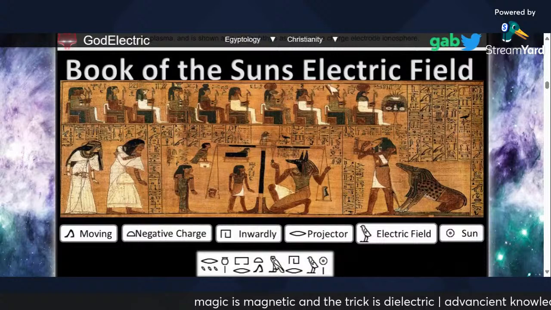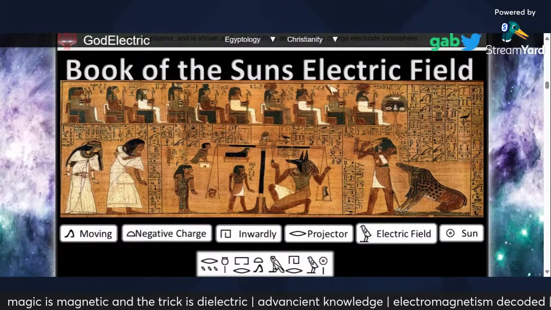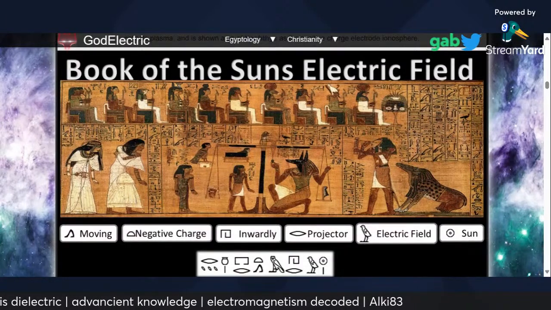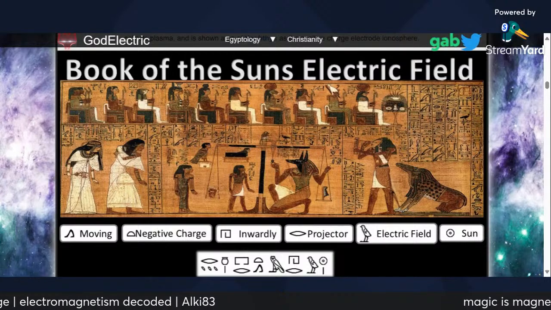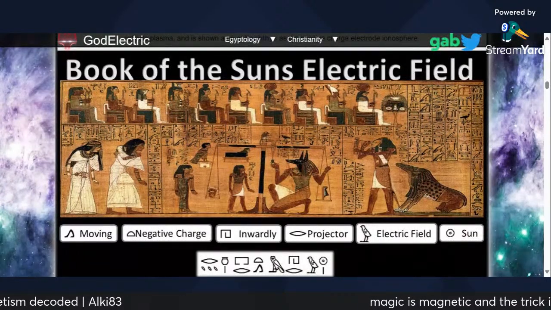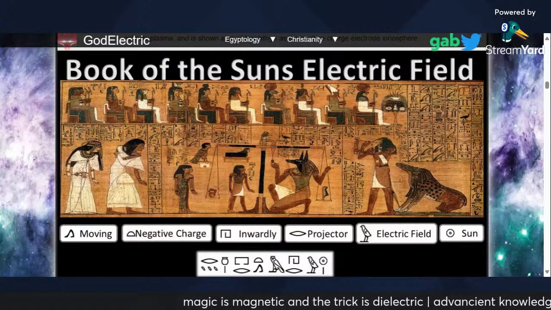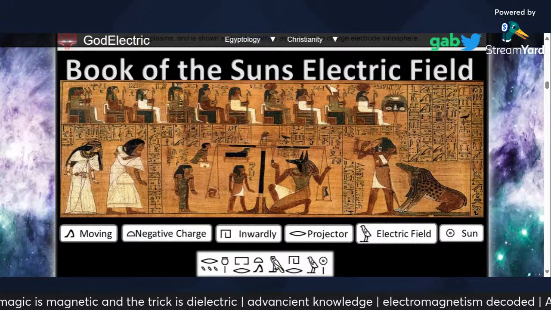The papyrus was traditionally known as Book of Coming Forth by Day, or the Book of the Dead. Using the God Electric website, we can reveal to you its true name using the hieroglyphs at the bottom of the slide. Read from right to left, the hieroglyphs read, Book of the Sun's Electric Field, projecting inwardly, hunting moving negative charge, or electrons, projecting them to the home charge store to project energy.